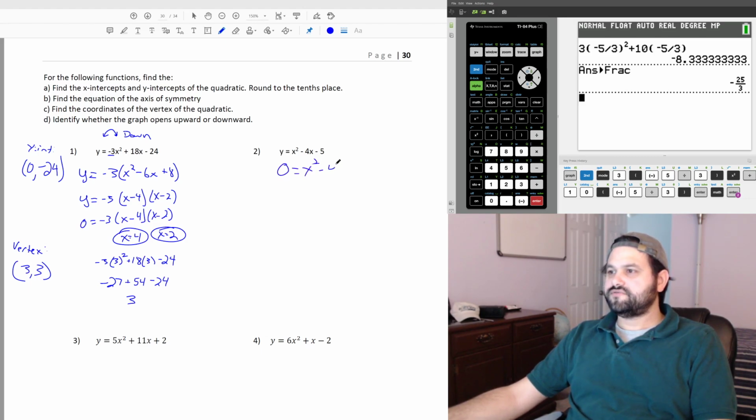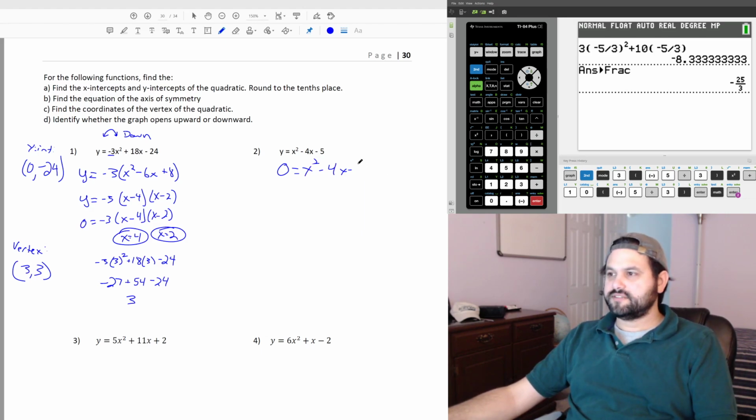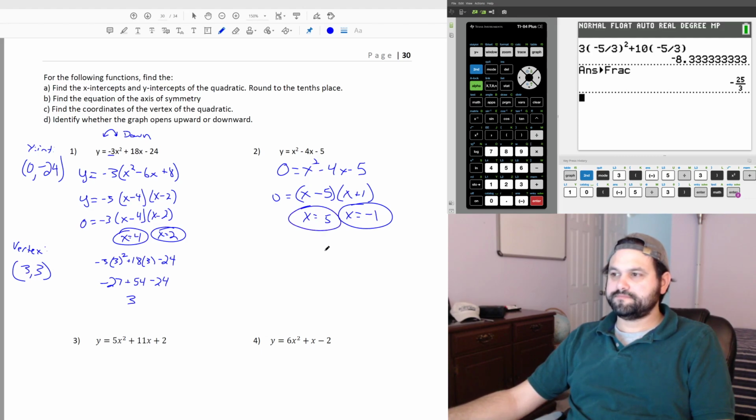Number 2. x squared minus 4x minus 5. There we go. And let's factor this. This would factor into negative 5 and positive 1. So I get x equals 5 and x equals negative 1 as my x-intercepts.